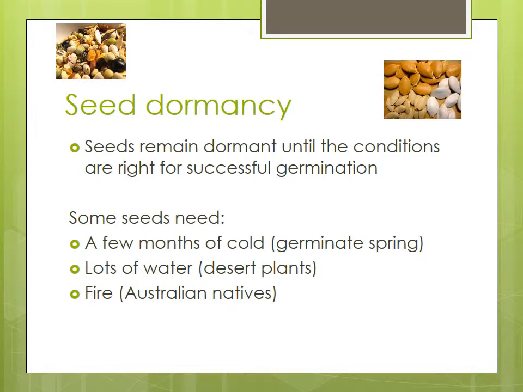So we look at seed dormancy. So the seeds remain dormant. In other words, they're not able to grow until the conditions are right for that particular seed. So some of them need some cold months, so they require their environment to be cooler before the plant will grow. Some of them require a lot of water, so the seeds for that plant will remain dormant until you get, say, flooding, if you're looking at desert areas where they get a lot of rain in a short amount of time. Or here in Australia, a lot of our Australian natives rely on fire, so bushfires are actually what stimulate the seeds to open and then grow these new plants.